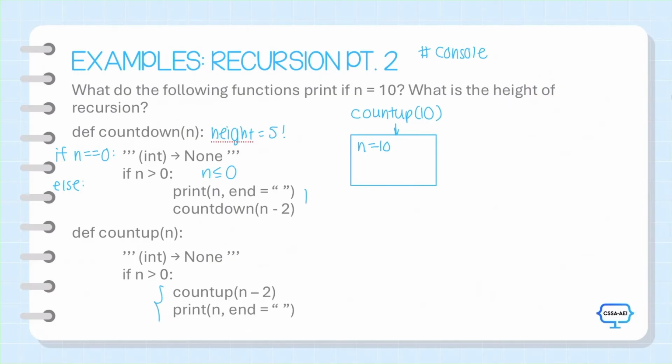Now here, when we did count down, we printed, so I would print 10, and then I'd recursive call. This time, I'm going to recursive call, and then I'm going to print. So I'm going to wait for it up here. I'm going to call down.